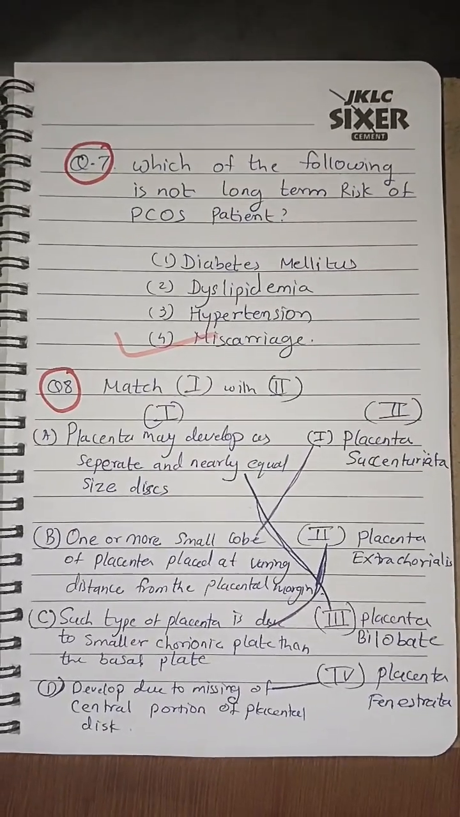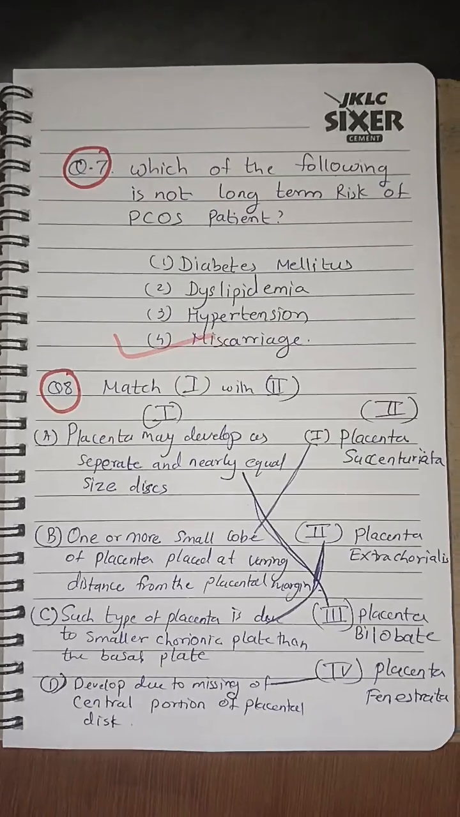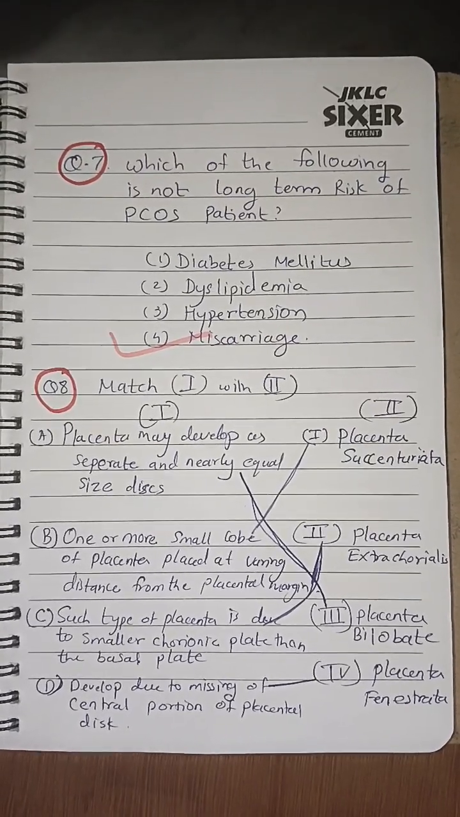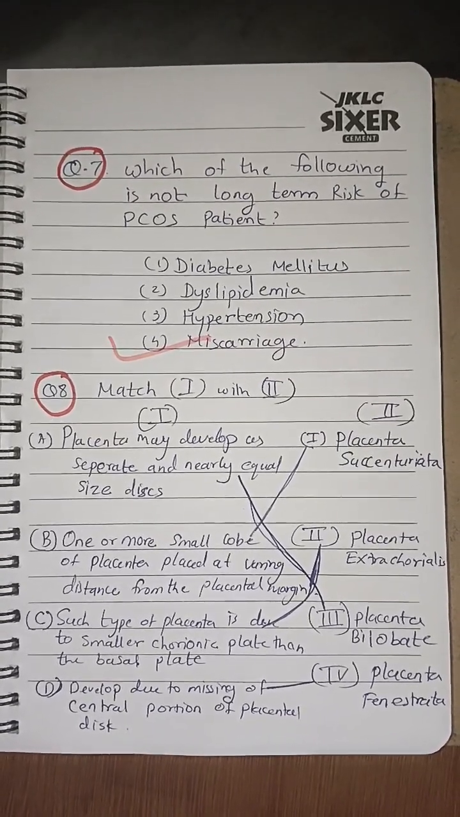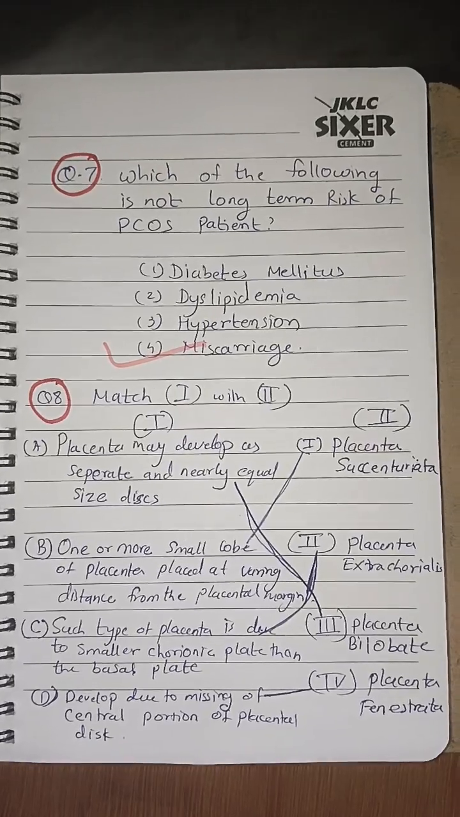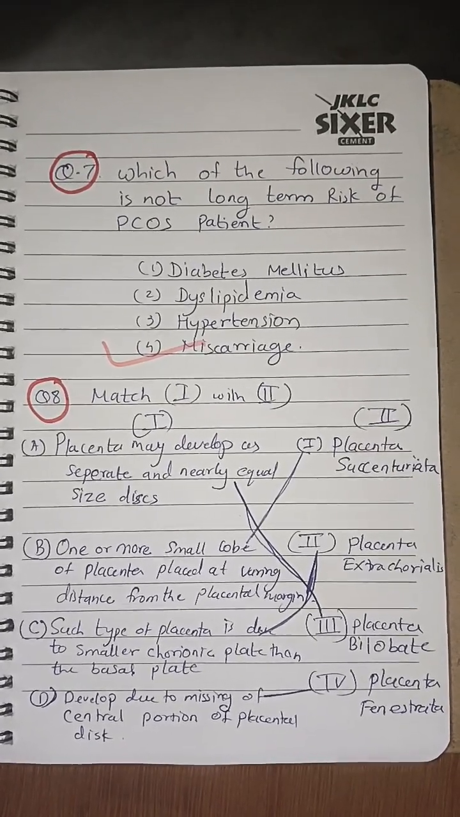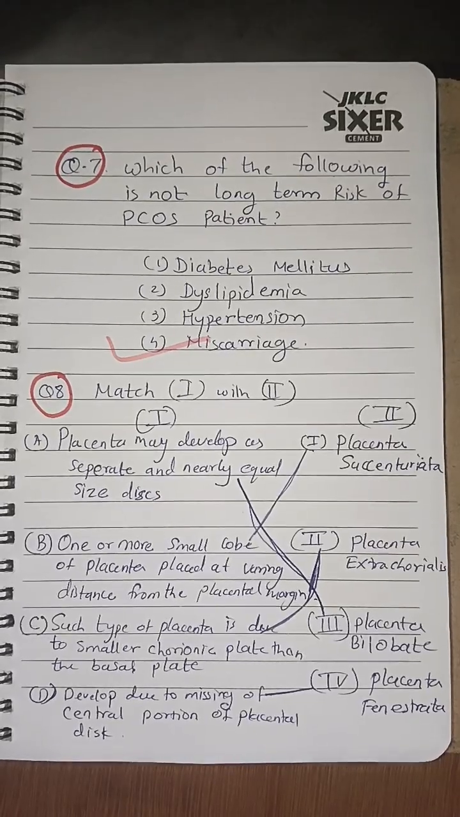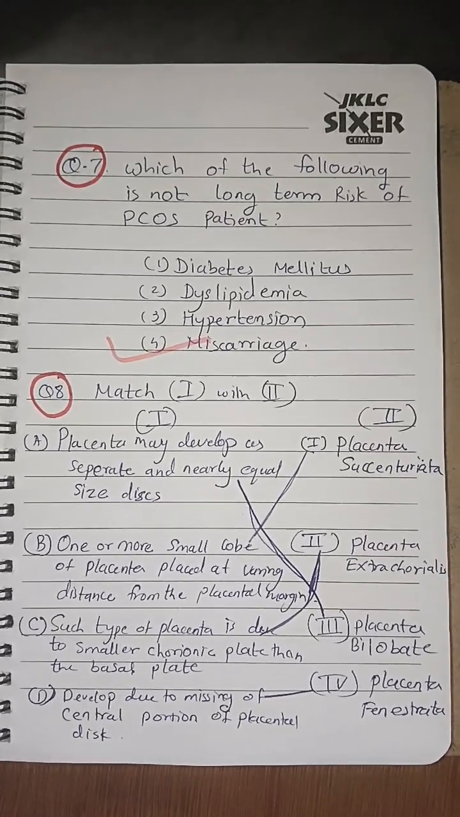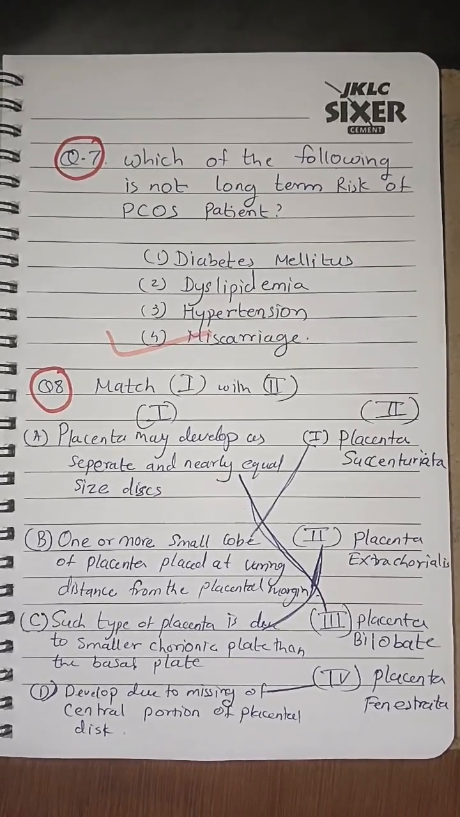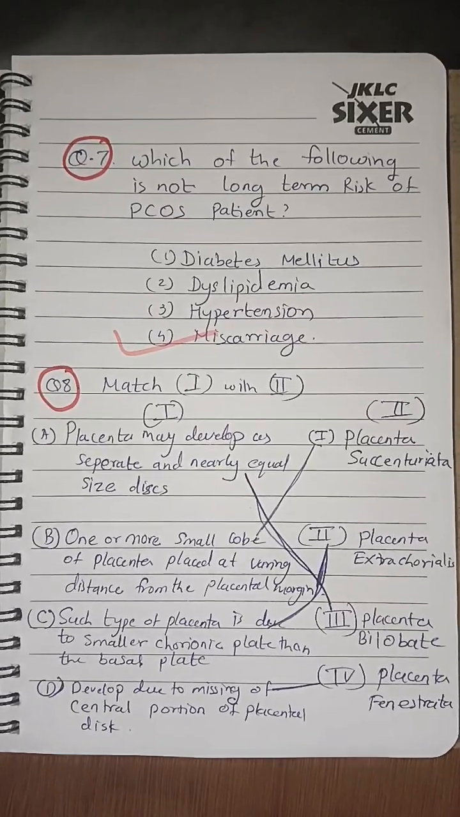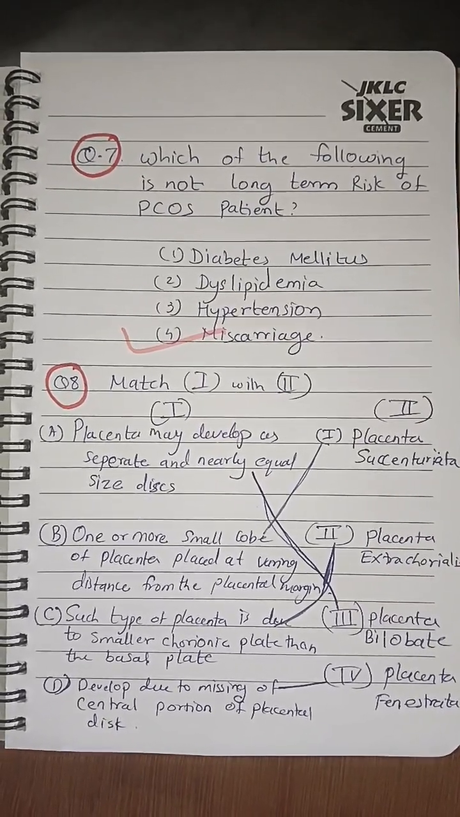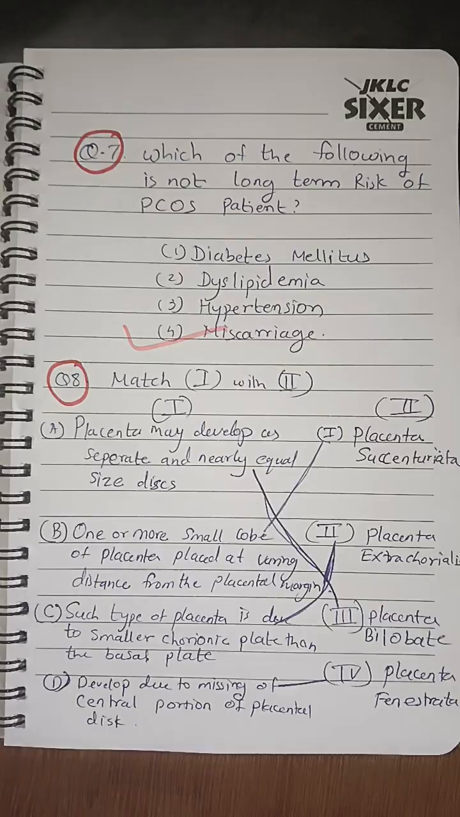Question 7 for this exam was, which of the following is not the long-term risk for PCOS patient? PCOS means polycystic ovarian syndrome. The options were diabetes mellitus, second dyslipidemia, third hypertension, fourth miscarriage. The right answer for this question is fourth option, miscarriage. That is, miscarriage is not the long-term risk for PCOS patient.